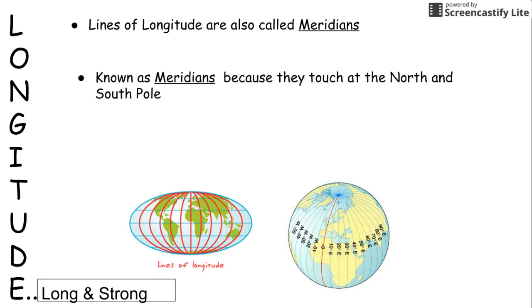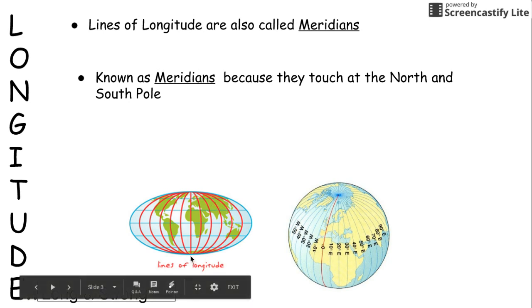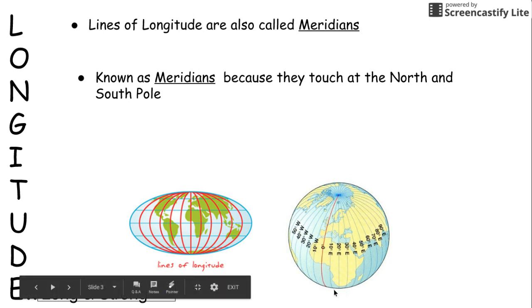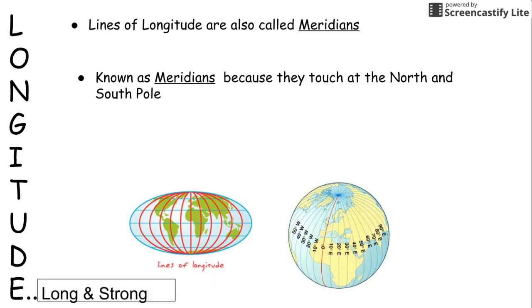They're known as meridians because they touch at the North and the South Pole. If you look at this diagram down below, you see all these lines are coming to the top of the Earth as well as the bottom. And if we look over here, we can see the red line and all the other different lines of longitude are all coming together at the North Pole. If we had a different angle, we'd see the same thing at the South Pole. So again, the reason they're known as meridians is because they touch at the North and the South Pole.